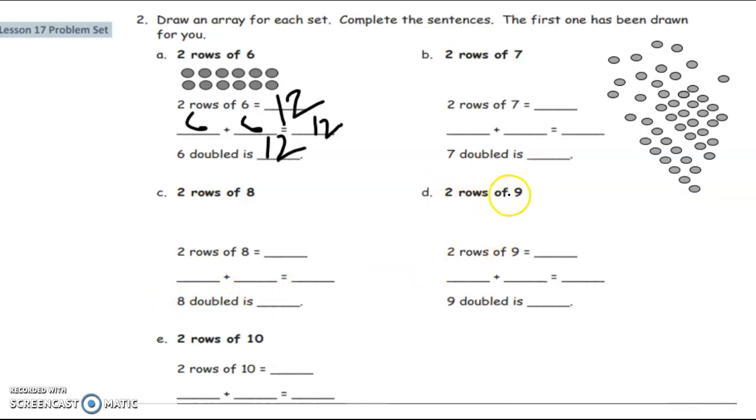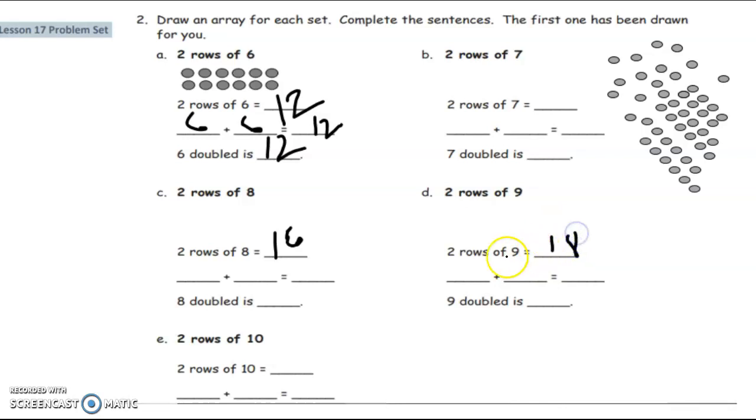Letter D, 2 rows of 9. 9 circles on the top row, 9 circles on the bottom row. 2 rows of 9 is equal to 18. I can't remember if I said 2 rows of 6 is 16, so I hope I didn't confuse you there. This right here is 16. Just want to make sure. I can't remember if I said that 2 rows of 8 is 18 or not, but the answer is 16, just in case I did say that. Okay, 2 rows of 9 is 18.